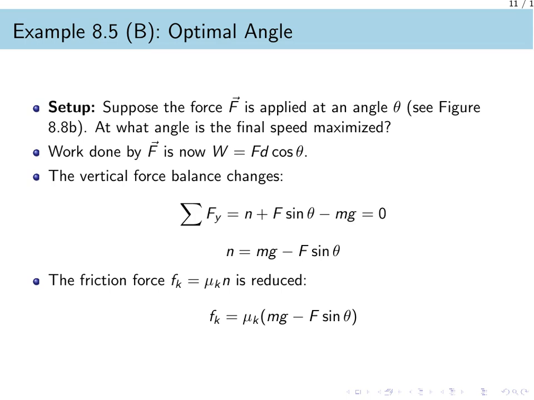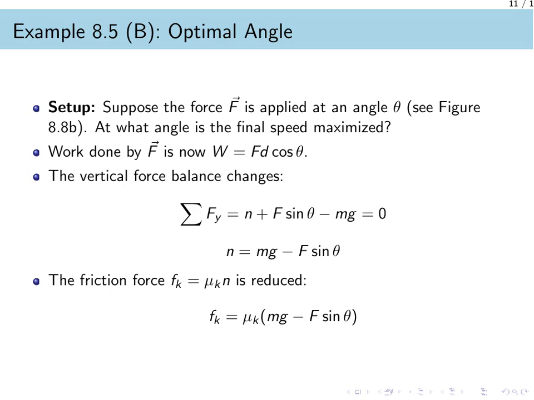Now for part B, we ask a more complex question. What if the pulling force F is applied at an angle theta, as shown in the diagram? At what angle will the final speed of the block be maximized? This is an optimization problem because two competing factors are at play. First, the work done by the applied force is now W equals F times d times cosine theta, since only the horizontal component of the force does work over the displacement. As theta increases, this work decreases.